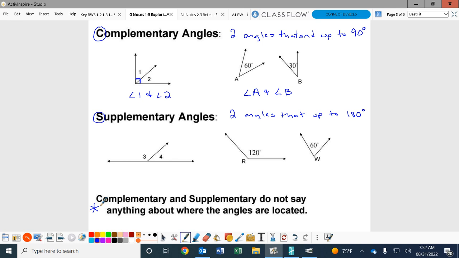Now, if they are supplementary, how do I know that these two are supplementary? Because every line adds up to what? 180. Every line is going to add up to 180 degrees. Therefore, angle 3 and angle 4 would be supplementary to each other. So, from here, these two add up to 180 again. So again, angle R and angle W would also be supplementary.